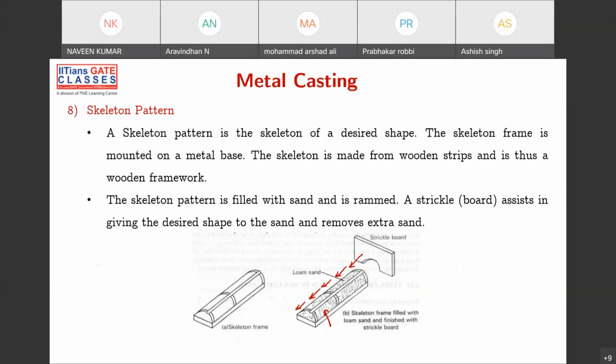I'll take the clip out of it and show it to you maybe next week or somewhere. I don't remember which season it is, so I have to find it out. And that is what skeleton pattern actually is. That is exactly the skeleton pattern.